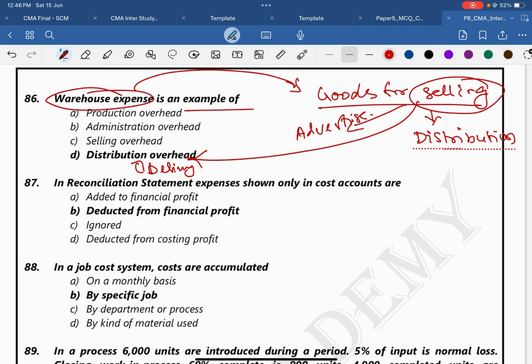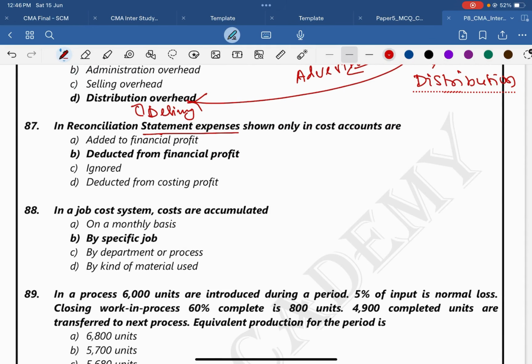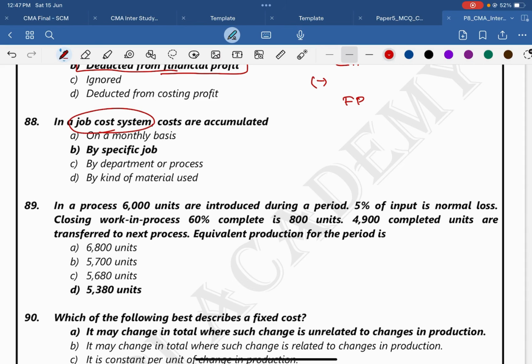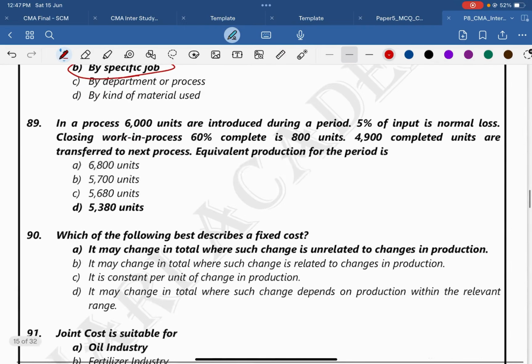You may expect another question which was there in cost accounting standards also. In the reconciliation statement, expenses shown only in cost accounts are deducted from financial profit because they are only related to cost accounts. So from cost accounts, if you are going for financial profit, you need to deduct it. In a job cost system, the costs are accumulated for the specific job. For every job, the job cost should be calculated. 89.